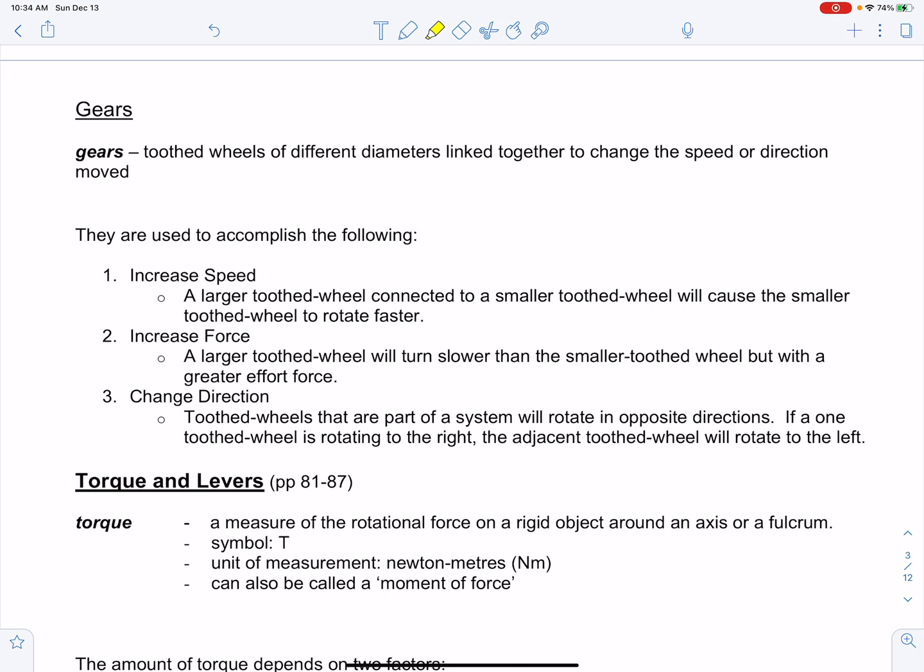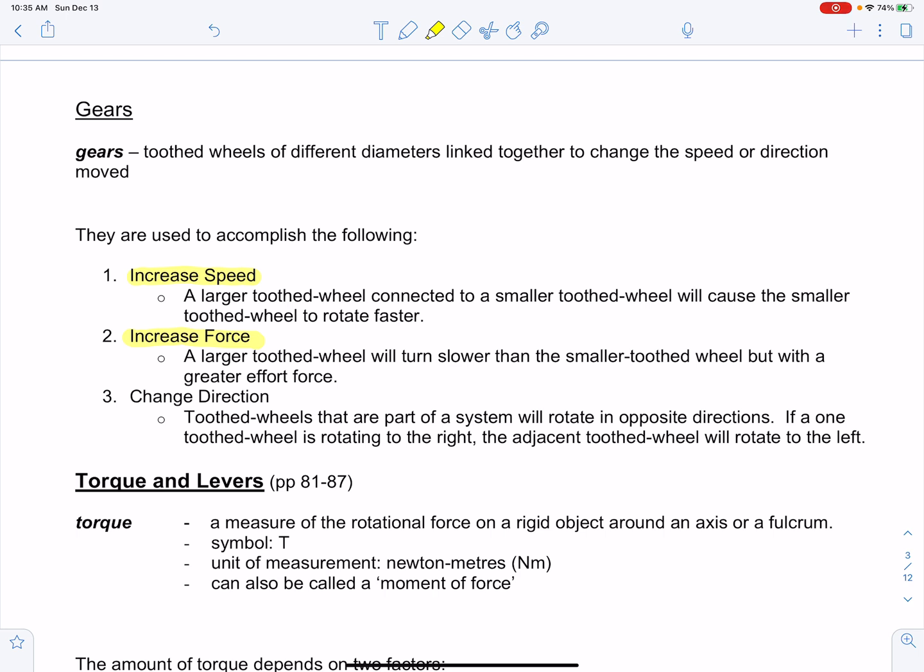They are used to accomplish the following things. Number one, to increase speed. A larger tooth wheel connected to a smaller tooth wheel will cause the smaller tooth wheel to rotate faster. We see this in mechanical systems such as automobiles. We also see it in mechanical systems such as analog clocks or watches. Gears can also be used to increase force. A larger toothed wheel will turn slower than the smaller toothed wheel, but with a greater effort force.